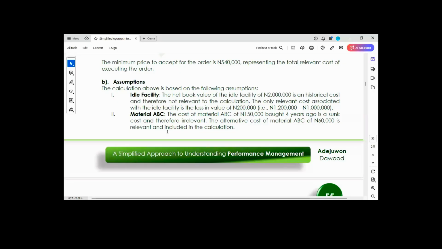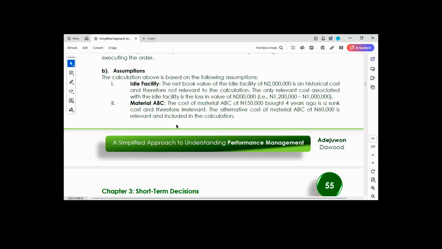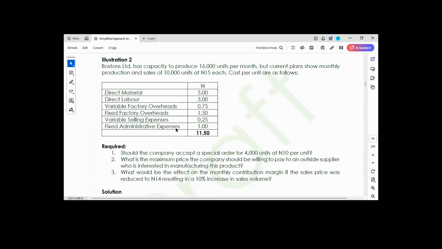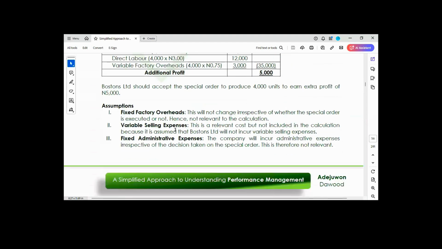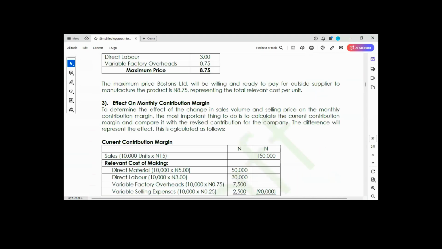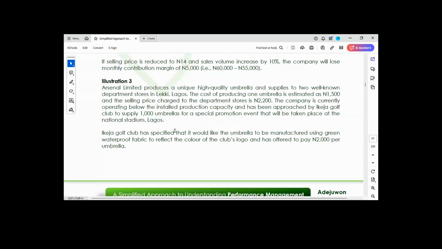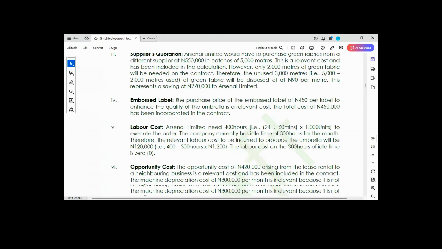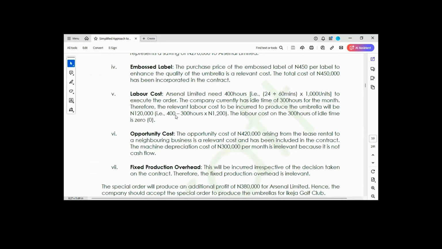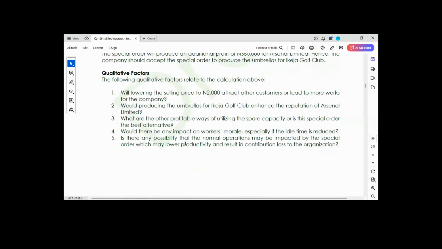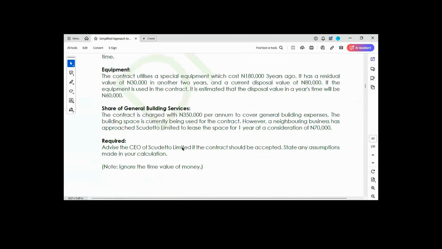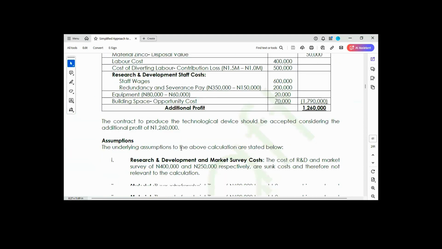So let's quickly go through. I just want to run you through, in the next 5 minutes or less, the assumptions. So I don't want to waste time. Who is that person? Okay, that's it. So let me run you through.